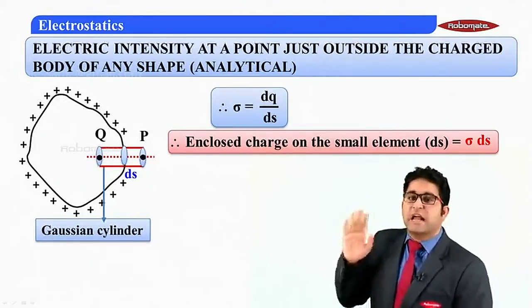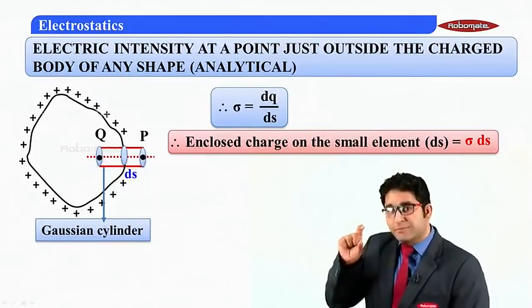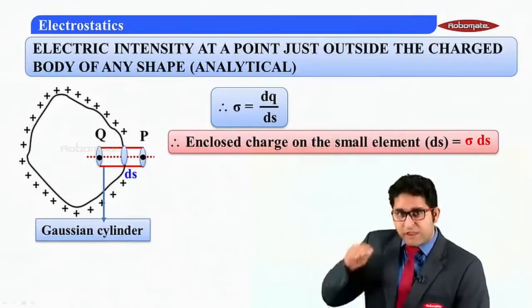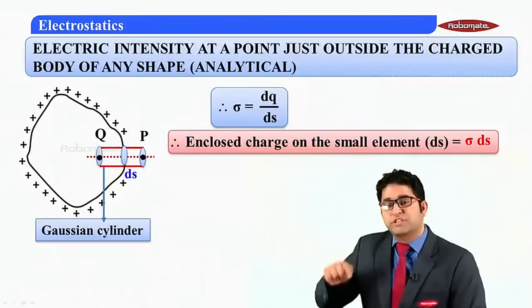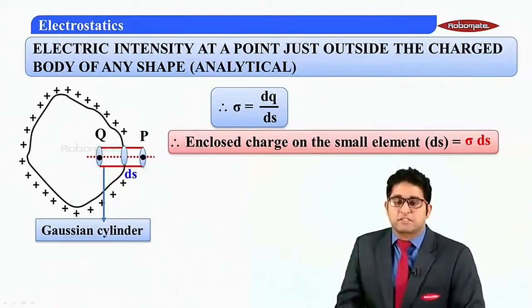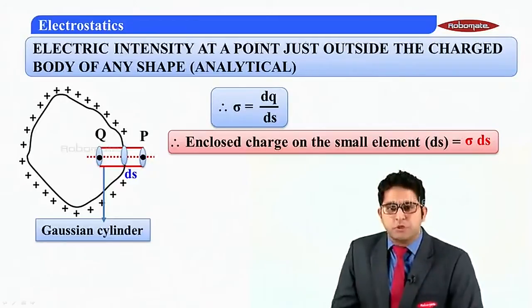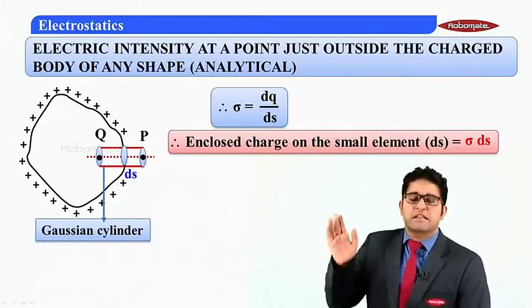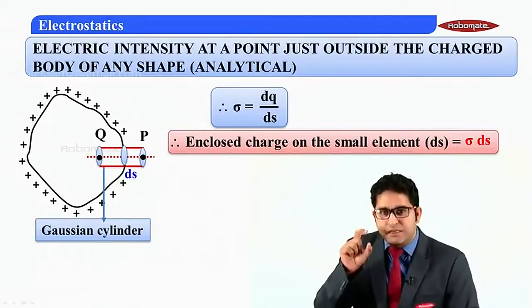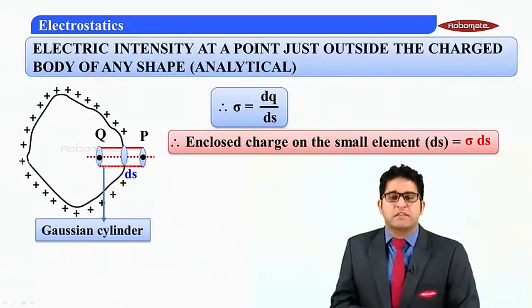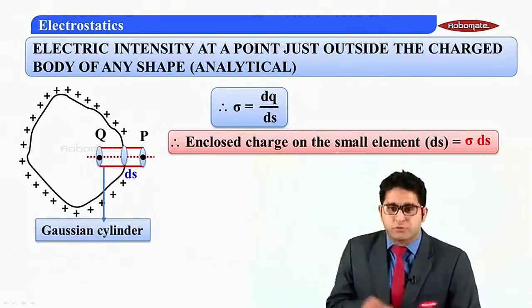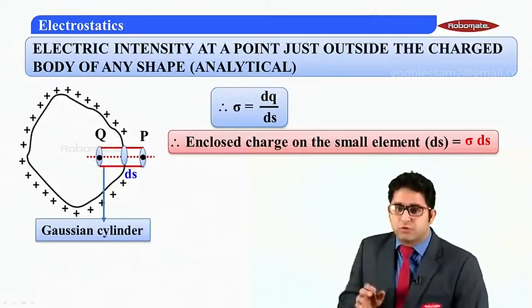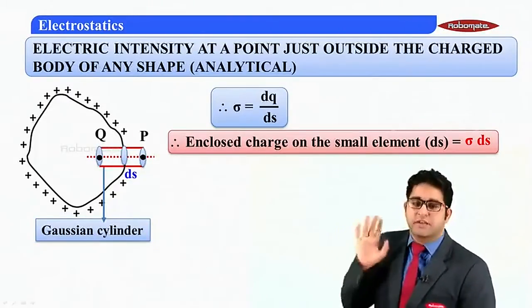Now in order to find intensity at point P, we have considered a small elemental area on the surface of this body. Now see, elemental area ds is there, and we have considered one more point, that is point Q, which is just inside the charged body, and we have constructed an imaginary cylinder with PQ as a natural axis and ds as the cross-sectional area, and this particular cylinder is enclosing small elemental area ds, and on that small elemental area ds there is small elemental charge dq, and as this cylinder is enclosing small elemental charge dq, we have called this particular cylinder as Gaussian cylinder, right?